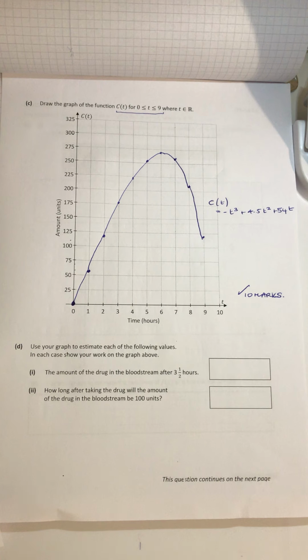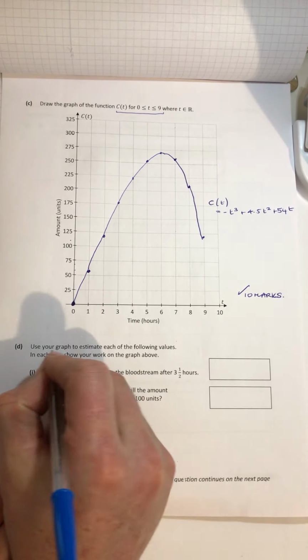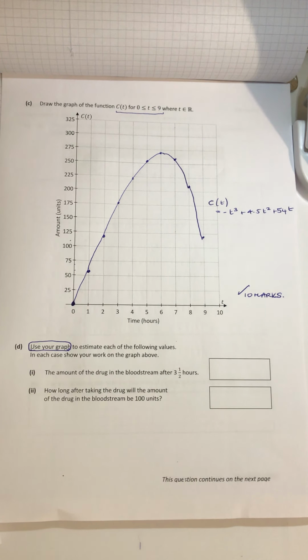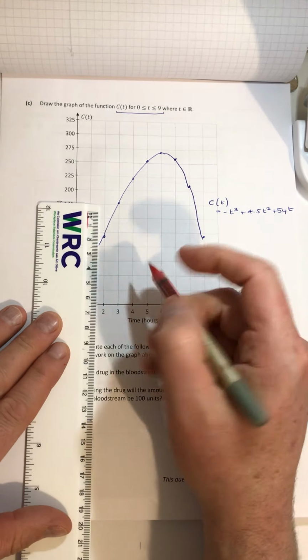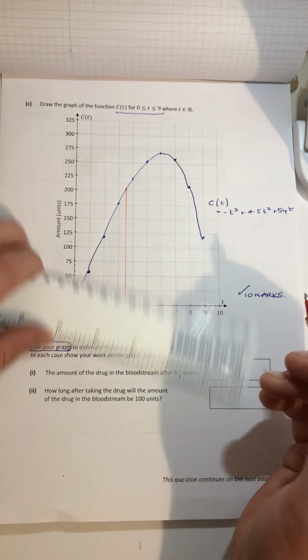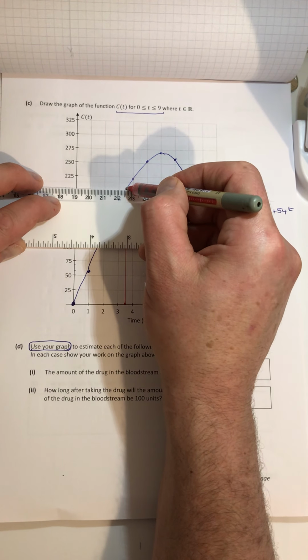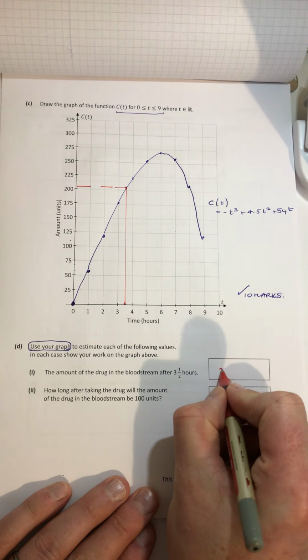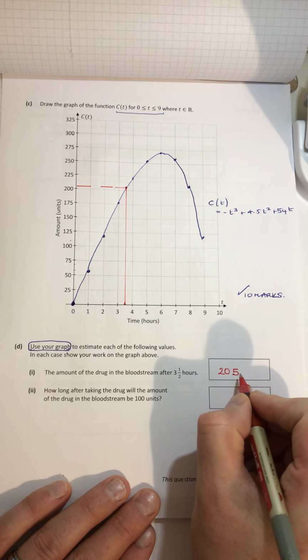For part D, you're asked to use your graph to estimate the amount of drug after 3.5 hours. So go to 3.5, which is between 3 and 4, draw a line up to your graph, go straight across, and you get about 205 units.